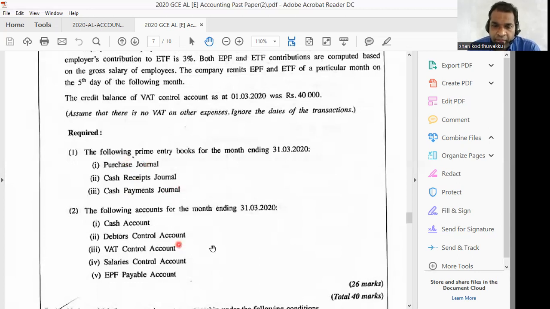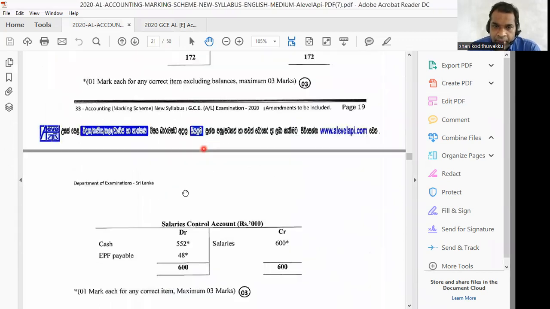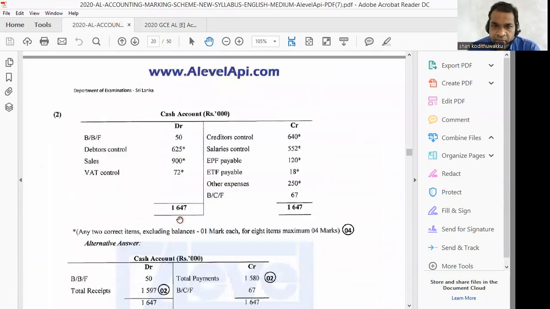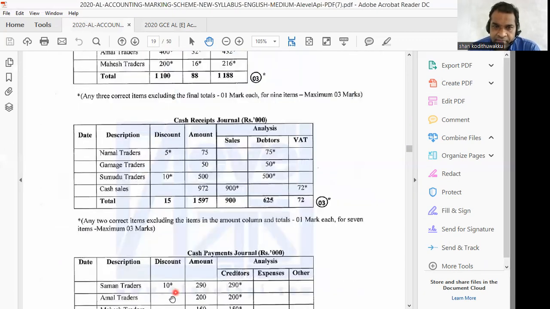When you meet these types of things in your paper, what you have to do is read the question and first prepare the formats for you to enter the given details. Then you have to draw the purchases journal first, the cash receipt journal, and the cash payments journal. I will just show the things we have to draw. First, you have to read and draw the relevant formats like this.